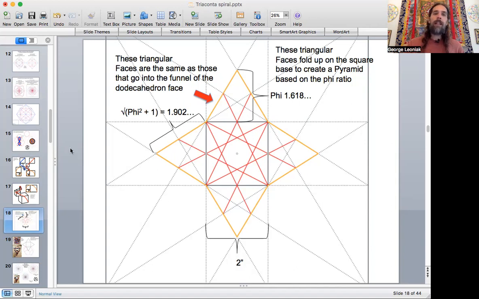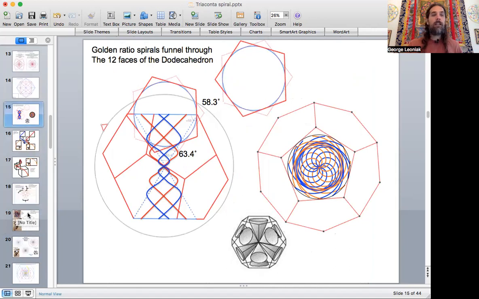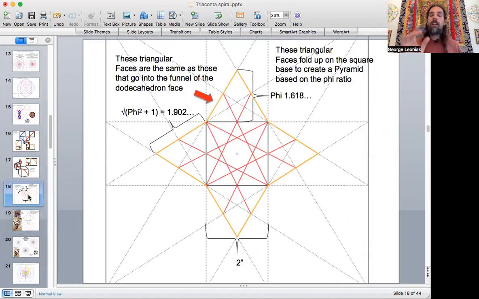63.4, remember, that's the same cone. If I was to rotate this cone around, that shape, that little triangle, if I spun it around, the base of it would make a circle, and that's the same circle that goes into the pentagons. And that's what the phi ratio pyramid face is.